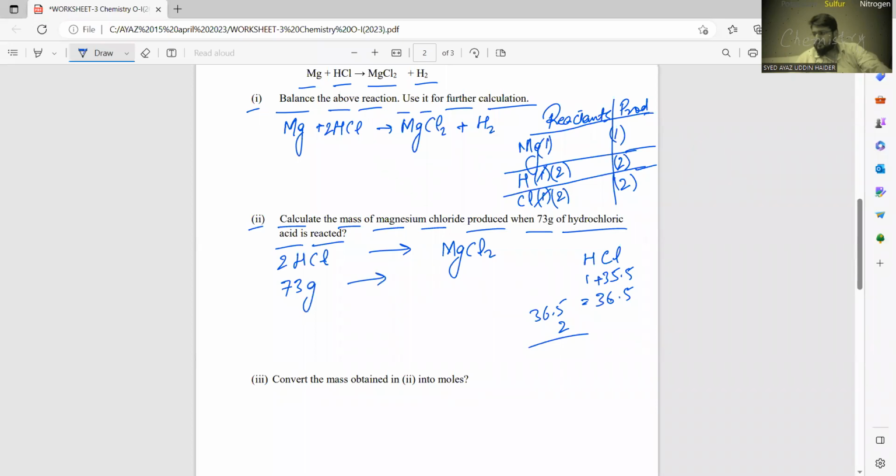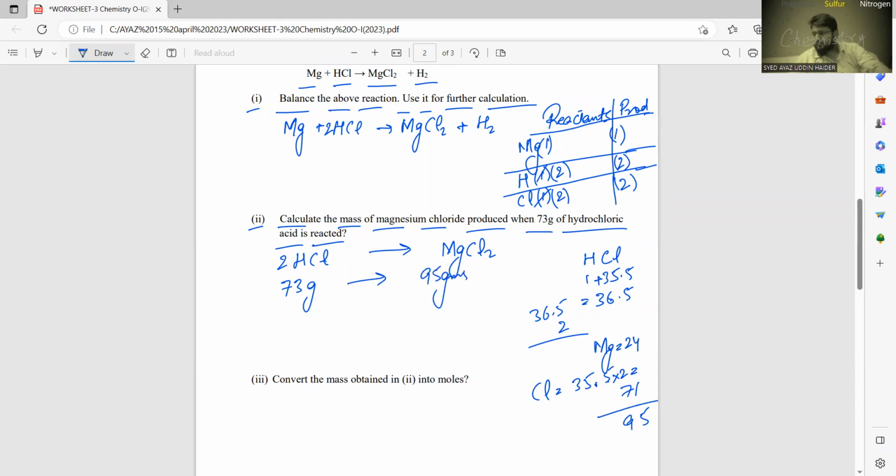Now let's calculate the mass of magnesium chloride. AR of magnesium is 24. Chlorine is 35.5, but there are 2 atoms of chlorine. So I will multiply 35.5 by 2. I will get 71. Add 71 to 24, what you will get? You will get 4 plus 1, 5, 7 plus 2, 9. 95. I will write 95 grams.